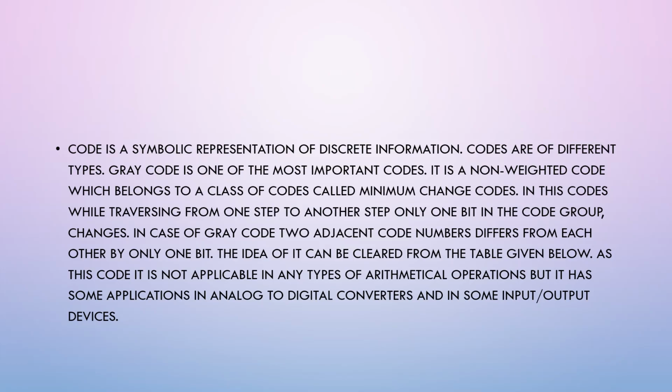In this code, while traversing from one step to another step, only one bit in the code group changes. In the case of gray code, two adjacent code numbers differ from each other by only one bit. The idea of it can be made clear from the table given below. It has applications in analog to digital converters and in some input and output devices.